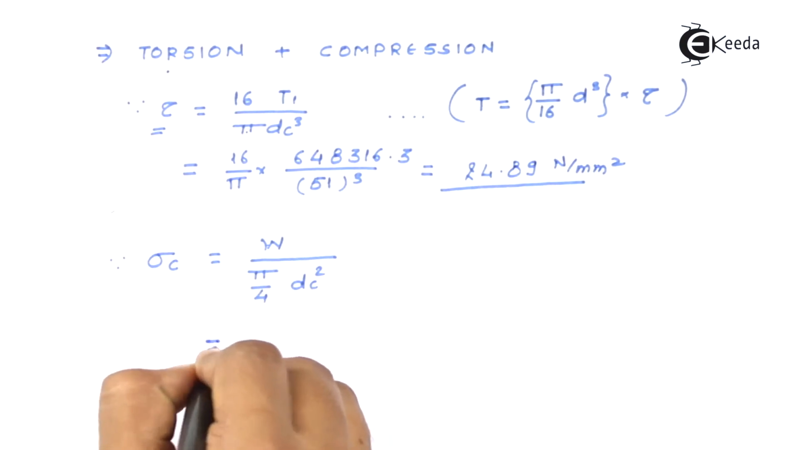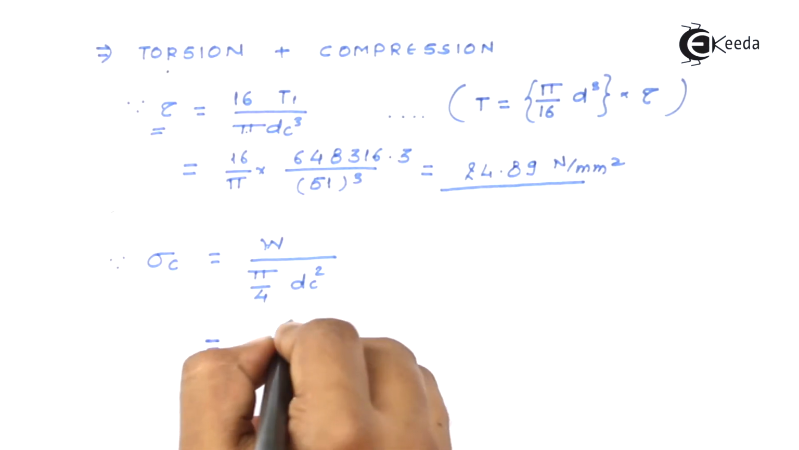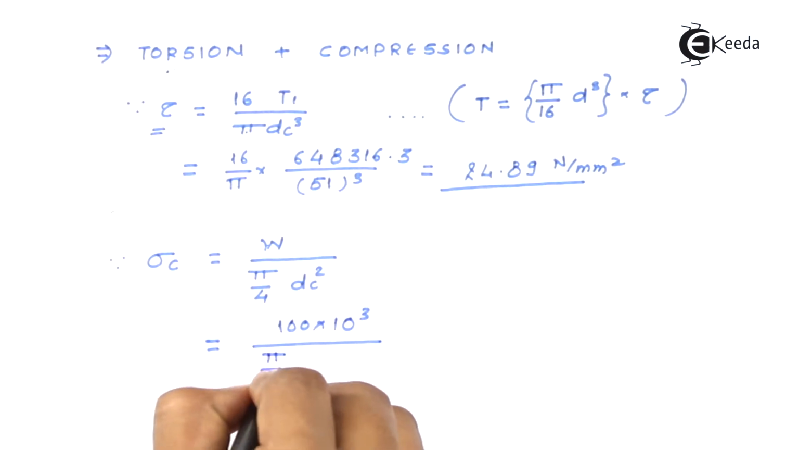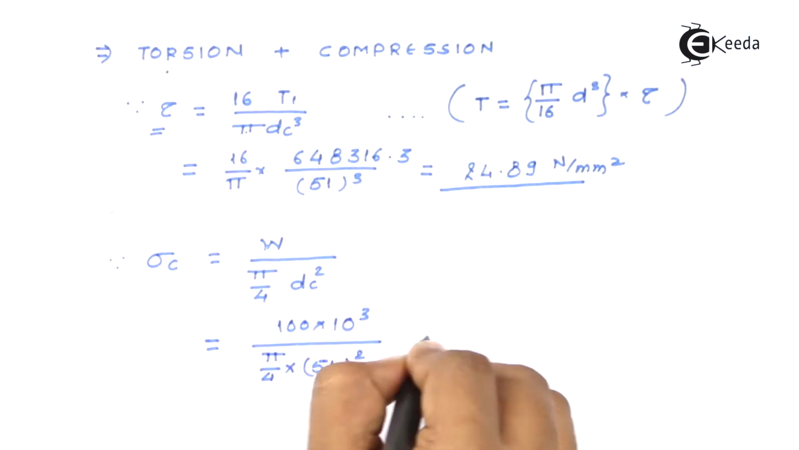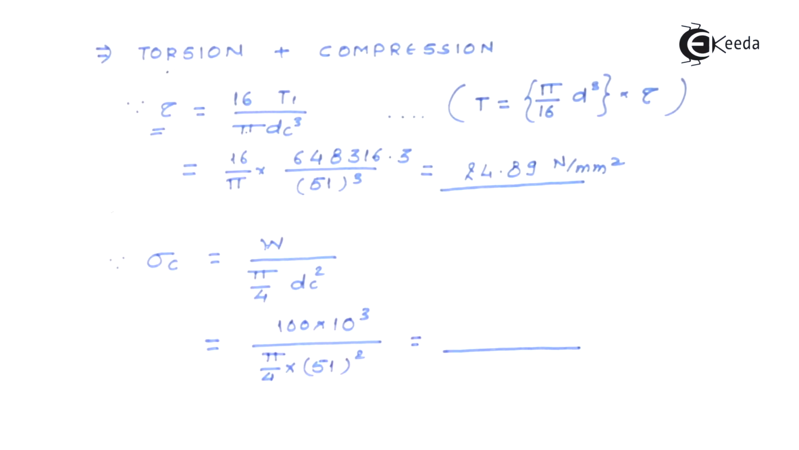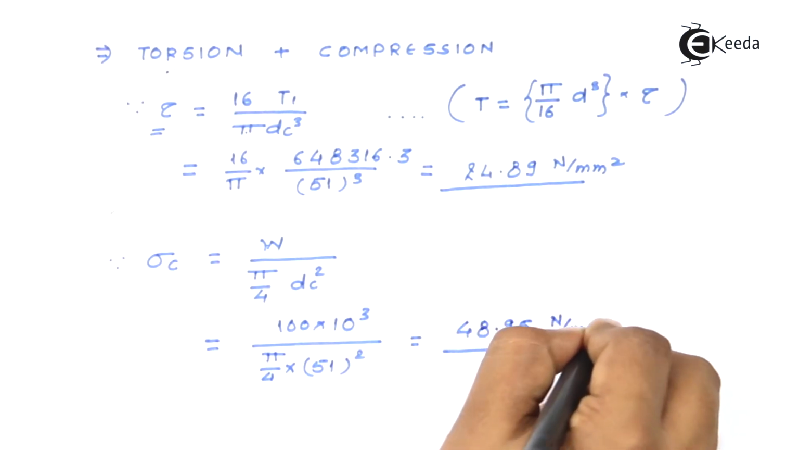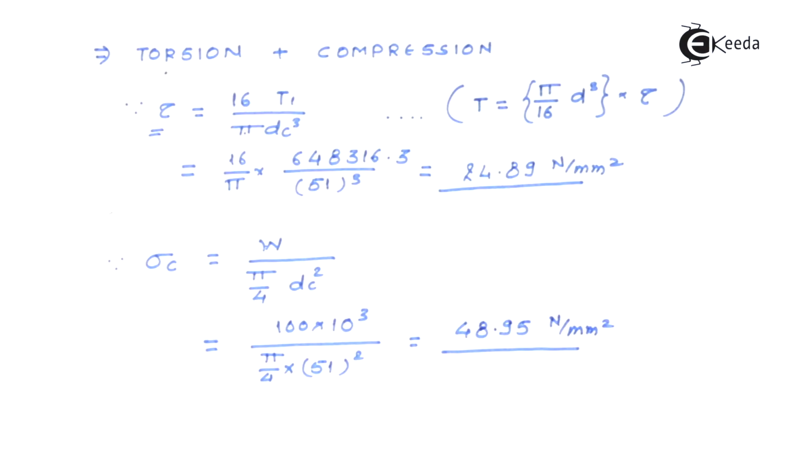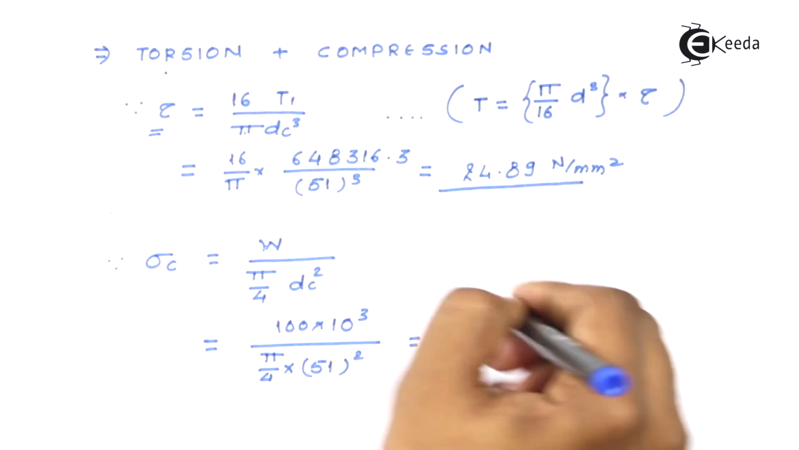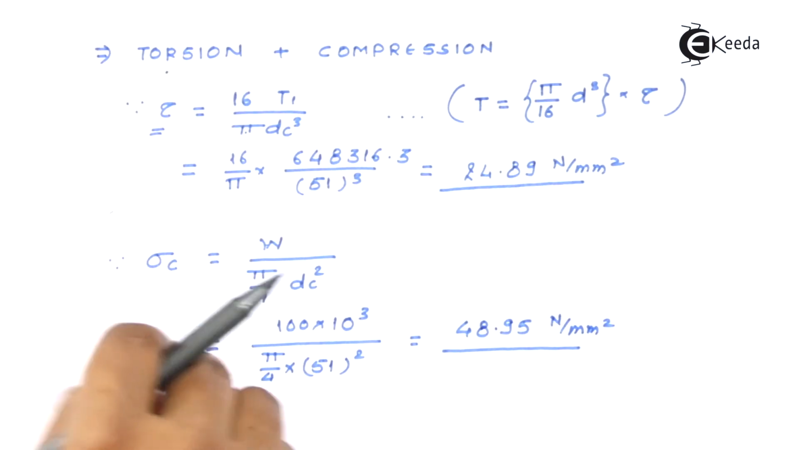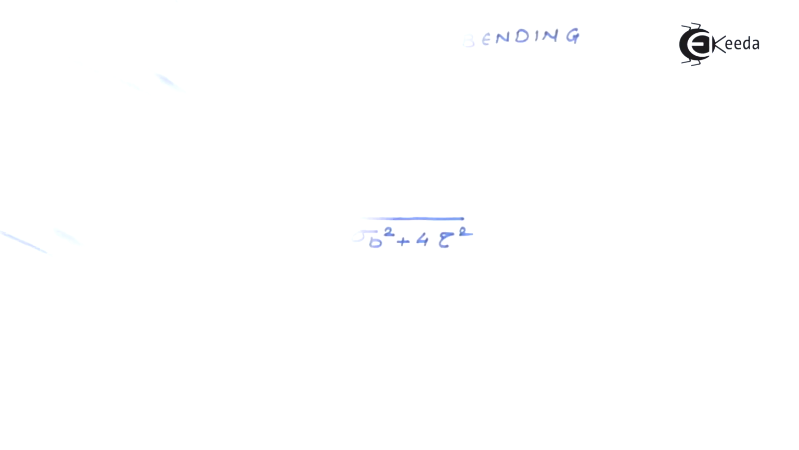Let's move ahead with the compressive stress. The formula is quite straightforward. And after calculation we will get the value 48.95 Newton per millimeter square. So these are the two prominent stresses which are induced in the given screw. So with this we are going to check against the safety.